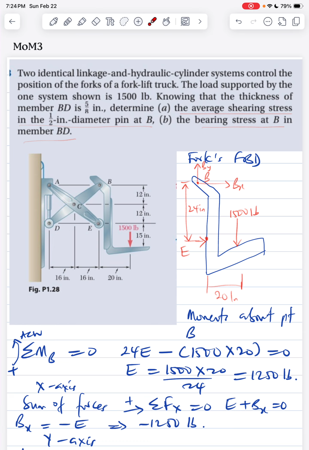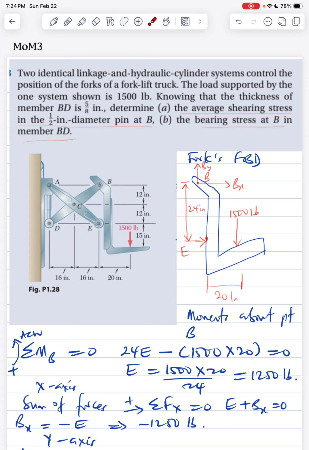So it says two identical linkage and hydraulic systems control. So you can see them here, right? Now it's just to give you an idea of what linkage and hydraulic systems are. They are widely used together in mechanical and mechatronic systems, typically to transmit, multiply, or control motion and force. You find them in heavy equipment like the forklift, robotics, automobiles or automotive systems, and manufacturing machineries as well.